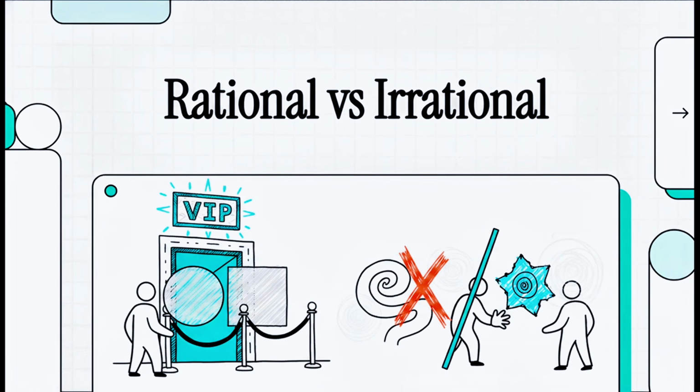Today, we are decoding the hidden rules of numbers. Think of the entire mathematical universe as this incredibly exclusive VIP club, and today, we're going to find out exactly who is on the guest list and who gets permanently turned away at the door.